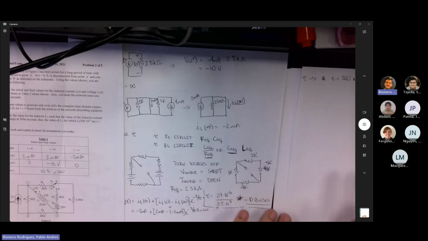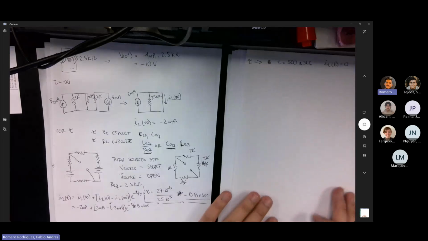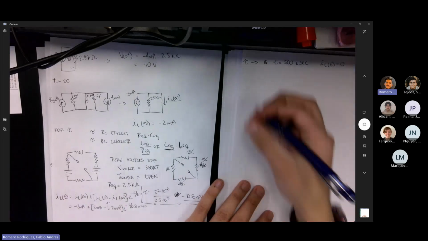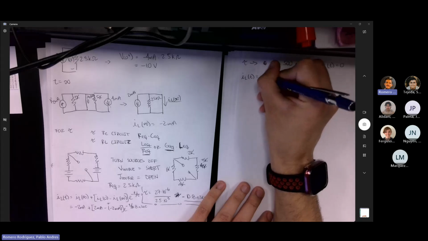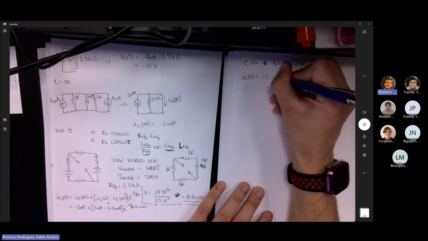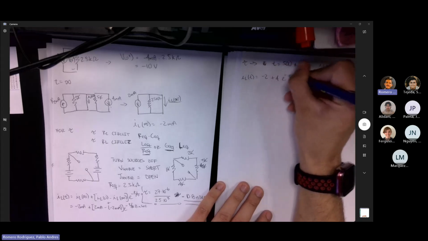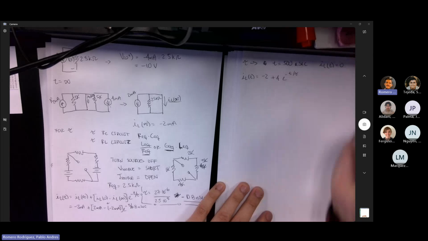Oh, the other one. Okay, so I don't need this anymore. Yeah, I was gonna say, let's get rid of that first one. Yep, since I wrote it down. Okay, so if I simplify that one, we're gonna have iL of t now is -2 plus 4e to the -t over tau, right?